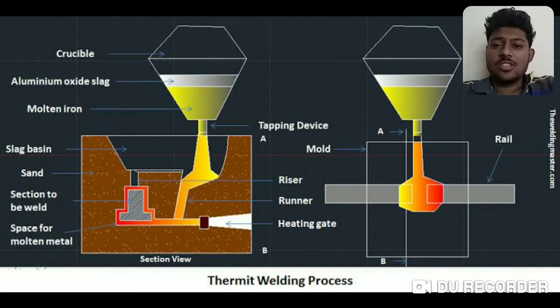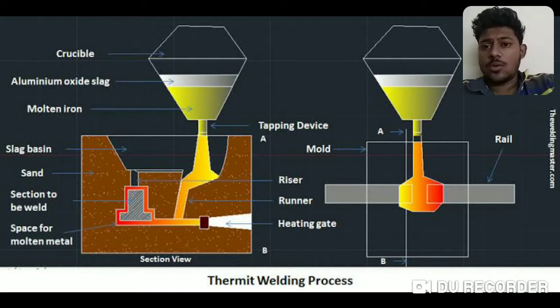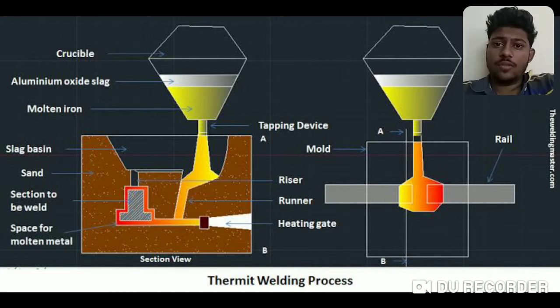So thermite welding is generally used to weld very large plates which have very high thickness. Very high thickness plates include railway tracks, ship hulls, and various other applications. Thermite welding is a type of chemical welding process. It works on the basis of a chemical reaction. In thermite welding, a mixture called thermit is used.